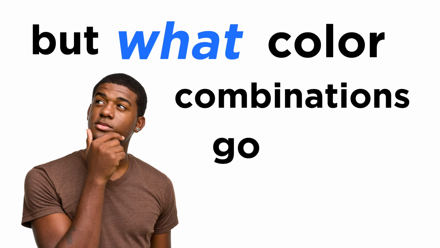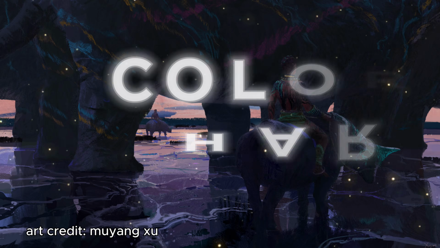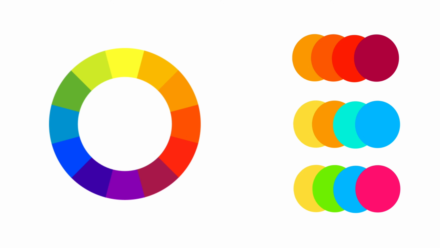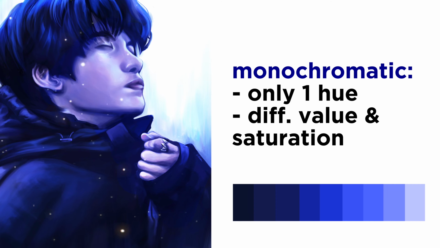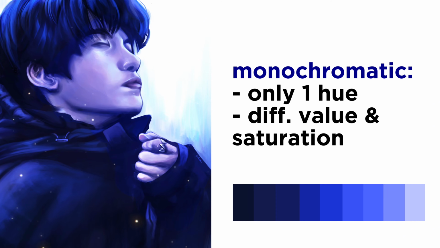But what color combinations go well together? Well, that's where color harmony comes into play. The color wheel is extremely helpful towards this, since it can provide a lot of nice color combinations. There's monochromatic color schemes, which is the use of one hue with varying levels of saturation and value.